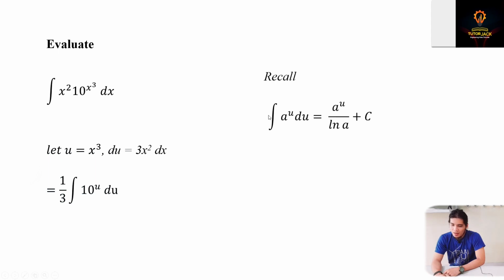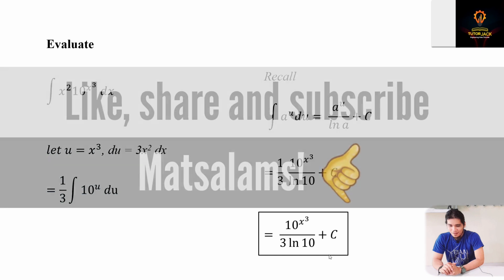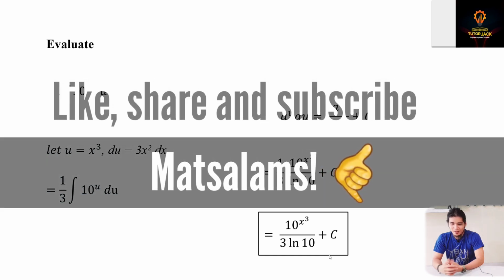So, recall again na a to the u du equals a to the u over ln a plus c. So, ulit-ulit talaga tayo dito, no? And then, yun. Ito na yung u natin, x cubed. Ito yung a. So, substitute lang natin. Magiging 10 to the x cubed over ln 10, or simplify, magiging 10 to the x cubed over 3 ln 10 plus c. So, medyo madali lang pala yung mga sample problems natin sa integral of exponential and other logarithmic functions.